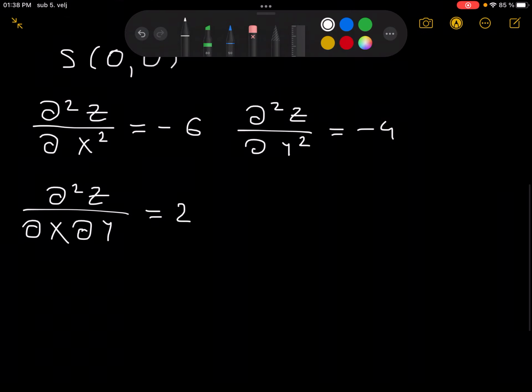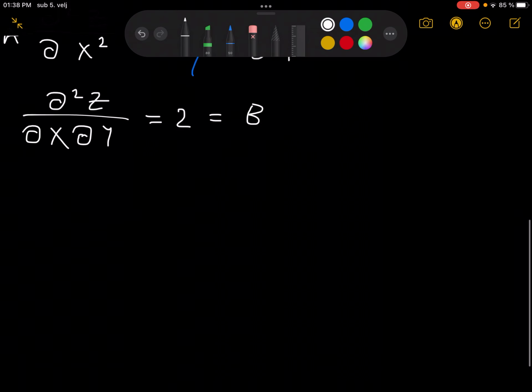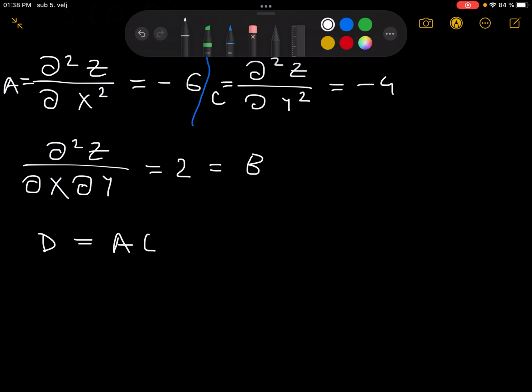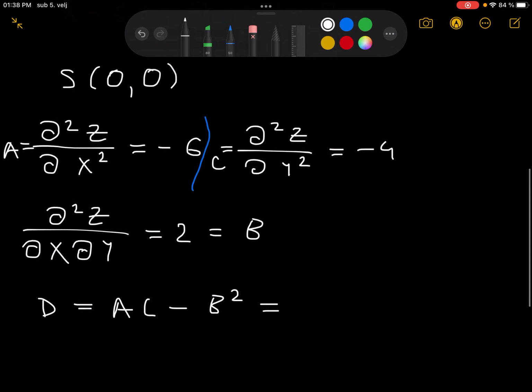And now let's call this A. Let's call this C. Let me just separate that a bit. So C is equal to this, and let's call this b. Okay, we'll just say that this is b. So what we have to compute now is called d, and that's going to be equal to AC minus b squared, which is equal to -6 times -4 is 24, minus 2 squared, which is just 4, which is equal to 20.